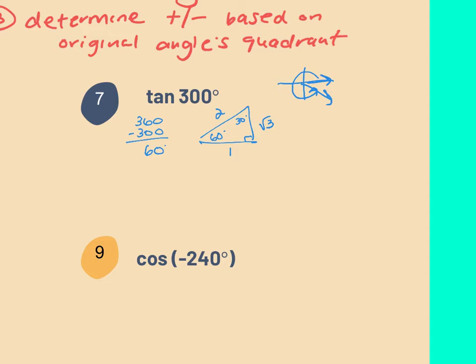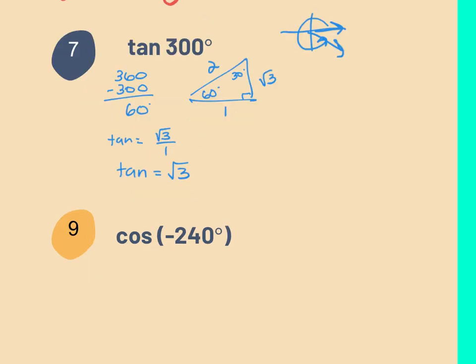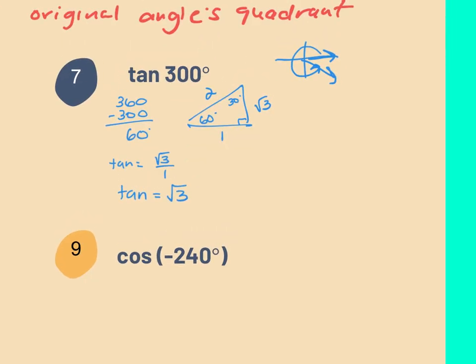And tangent is which two letters? Opposite over adjacent. So what's opposite 60 degrees? Root 3. What's adjacent? 1. So root 3 over 1 means it's just square root 3. Then, because now we got to figure out the positive negative sign, where did this original angle lie? Quadrant 4. Is tangent positive or negative in quadrant 4? Negative. So this is going to be a negative square root 3.